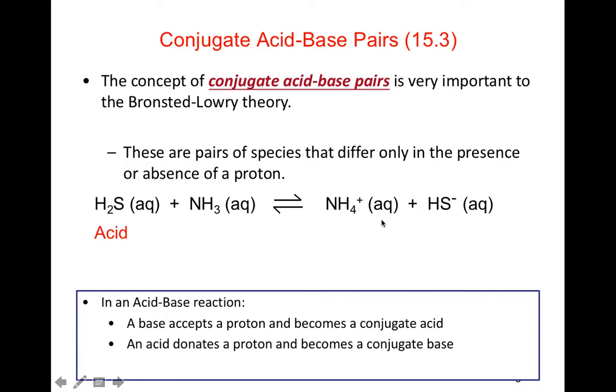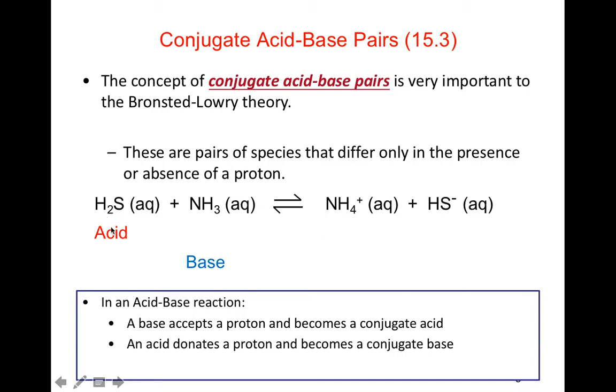by a proton. And so in this reaction, the H2S is giving the proton to the NH3, and so it's acting like an acid. That means the NH3 is acting like a base because it's accepting the proton from the H2S. And so we usually refer to the products as being the conjugates.